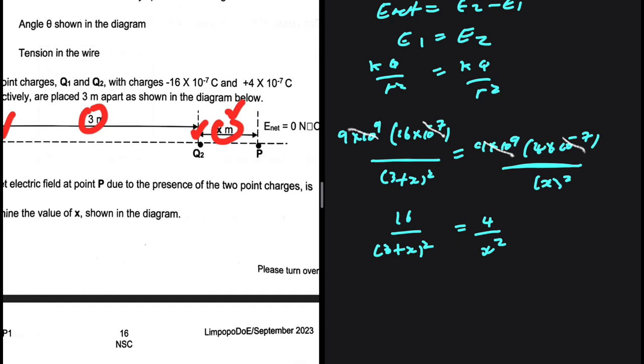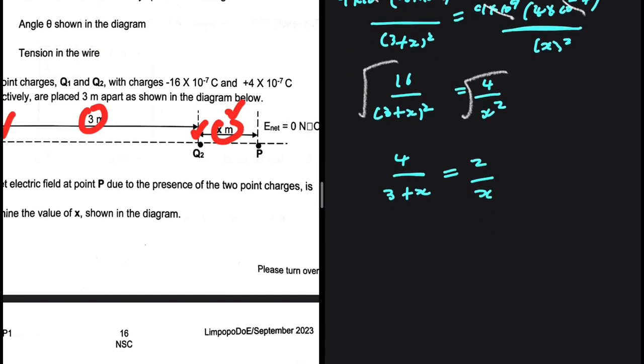The easy way out is taking the square roots on both sides. Let me show you what's going to happen. If we take square roots on both sides, instead of having 16, we're going to have 4. And instead of having 3 plus X squared, we're just going to have 3 plus X being equal to the square root of 4 times the square root of X squared, X. Simplified. Now we can cross multiply. We're going to have 4X being equal to 6 plus 2X. 2X to the left hand side, we get 2X is equal to 6. X is equal to 3 meters.